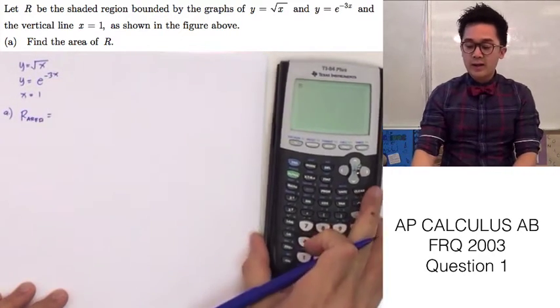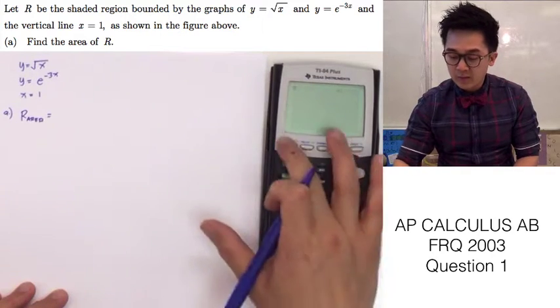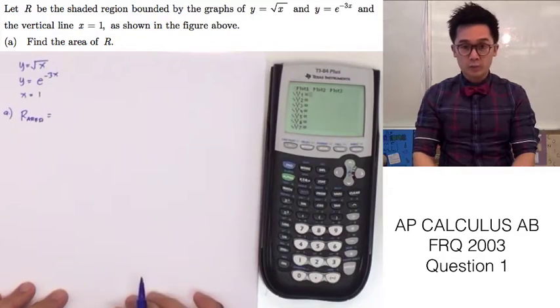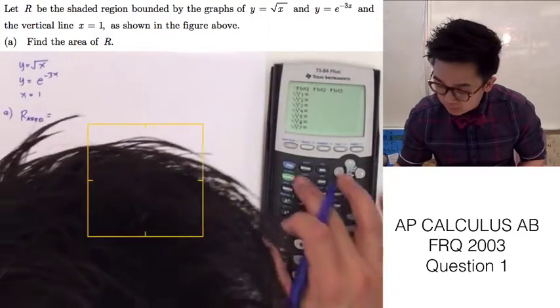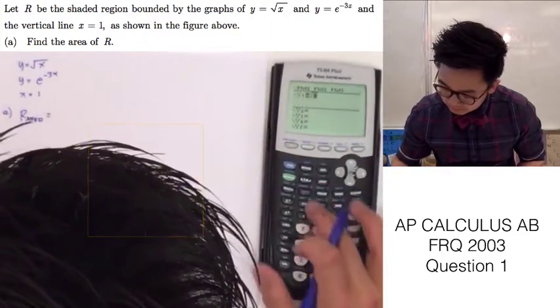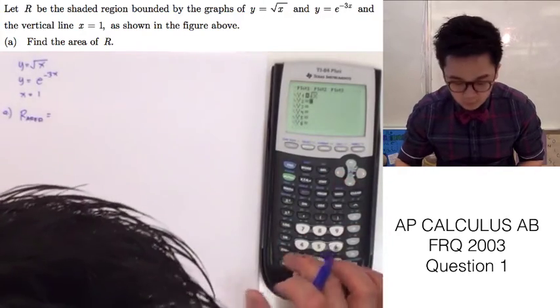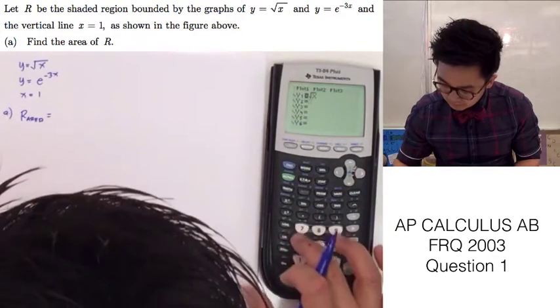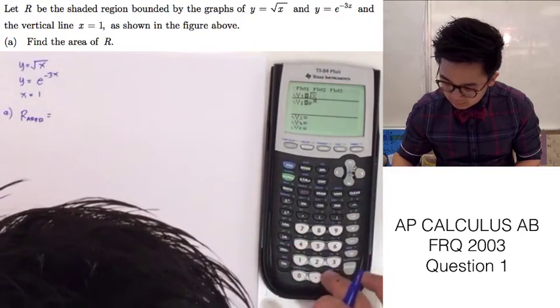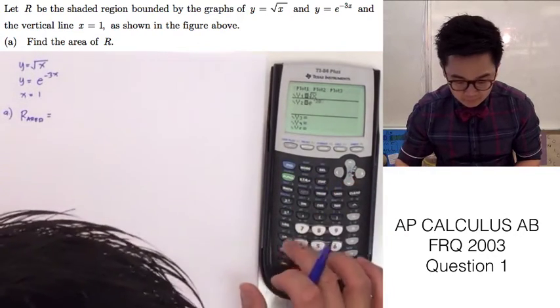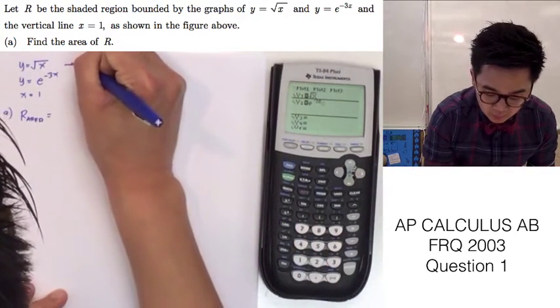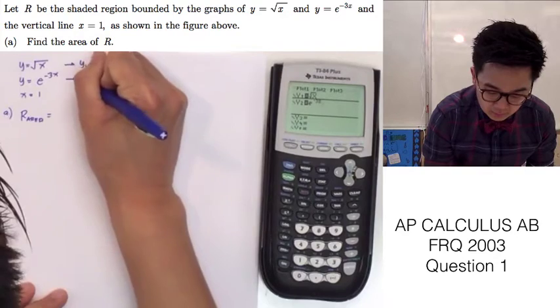So let's go ahead and use our calculator and plug in the given functions to our y sub 1 and y sub 2. Y sub 1 is square root of x. Y sub 2 is e to the negative 3x. So I will label this as y sub 1 and this as y sub 2.